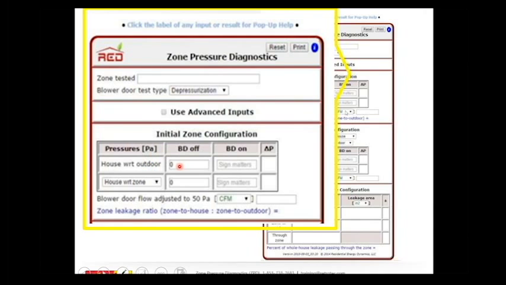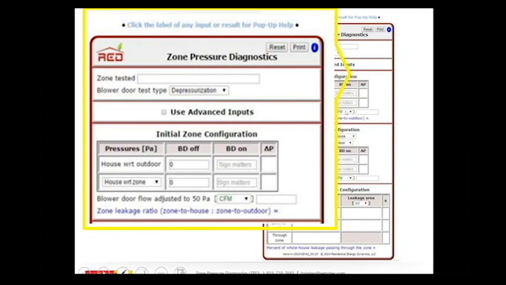Another thing this does, and this is really good while you're in the field doing the test, is it will tell you if something's wrong. We talked about this earlier, that you can depressurize or pressurize. When you put your numbers in, you have to make sure that you put a positive or a negative number, or else it's going to pop up and tell you that something's wrong. If you said you depressurized and you put a positive number in there, it will flag it.